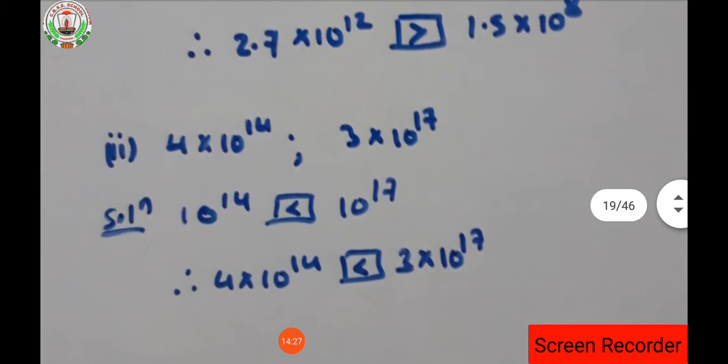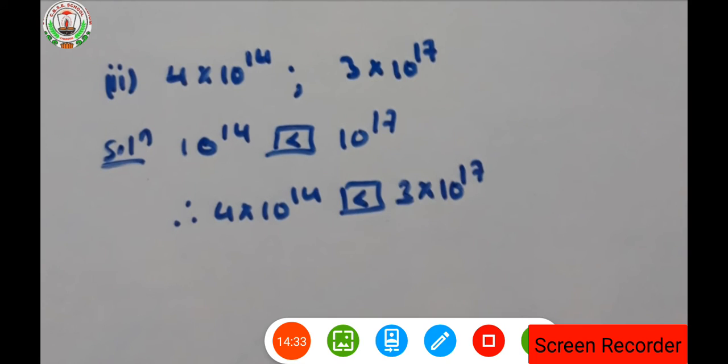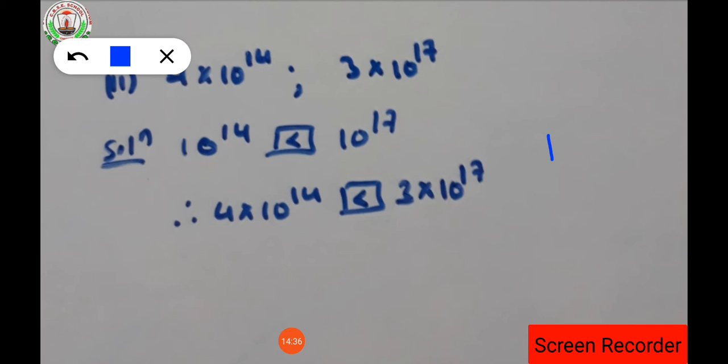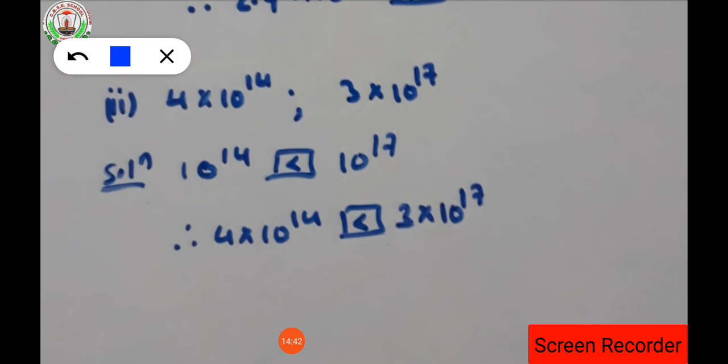Question number 2. So what does question number 2 say here? Look, 4 into 10 to the power 14, and the second one is 3 into 10 to the power 17. First one is 4 into 10 to the power 14 and the second one is 3 into 10 to the power 17. So dear student, can you see the exponential form, that is 10 to the power 14 and 10 to the power 17? Yes, of course we can see, isn't it? So from here, which one is greater?